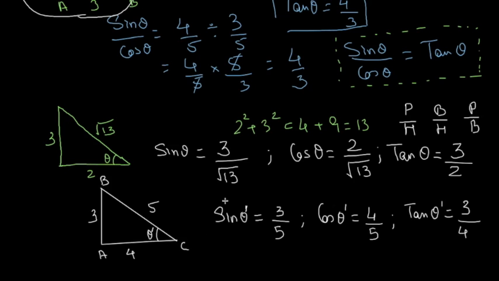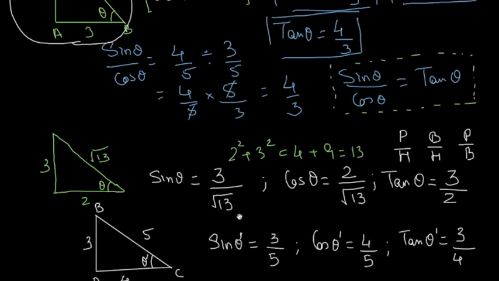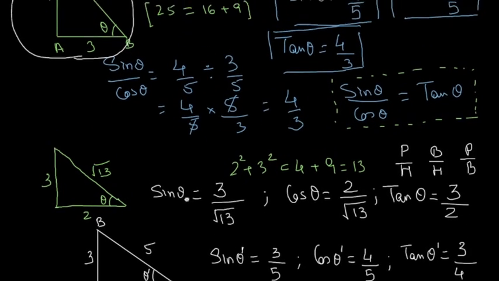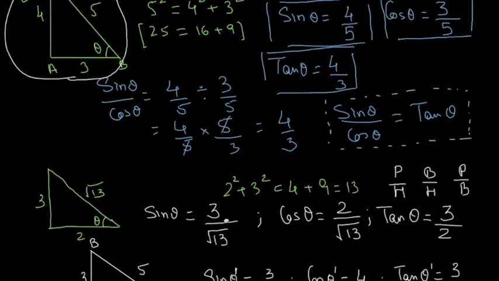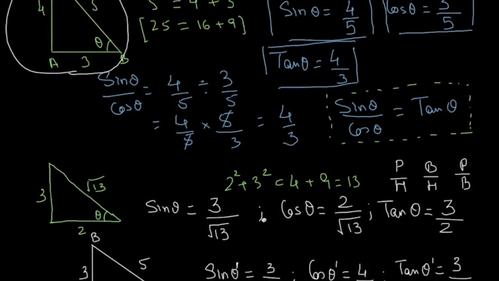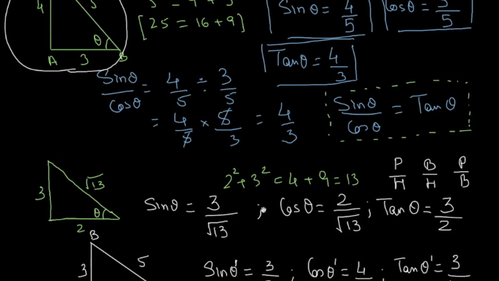So now you can see the moment we change the angle theta, that is, from where we are looking at, our calculation changes. So sine becomes cos, cos becomes sine, and tangent becomes the inverse of what it was earlier.